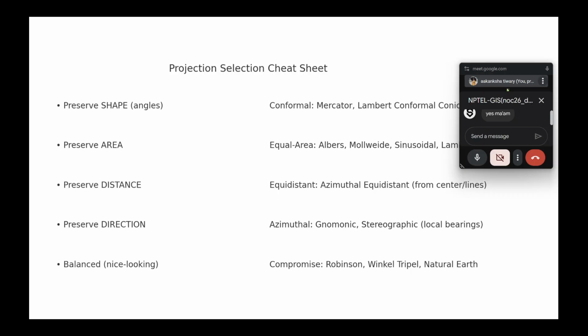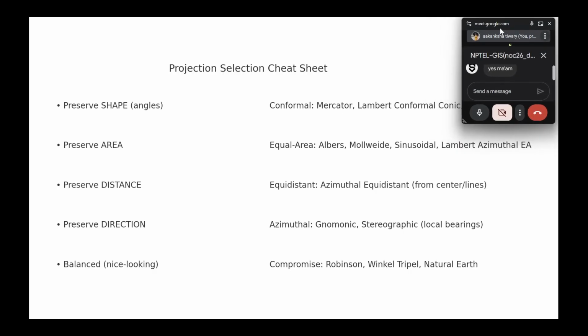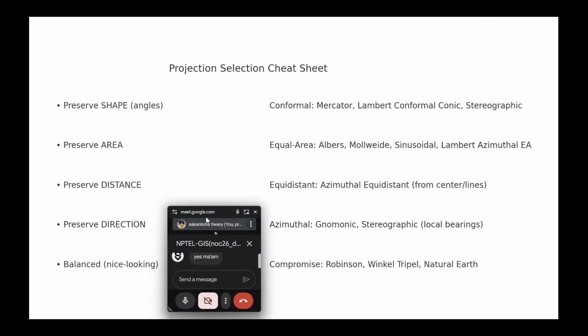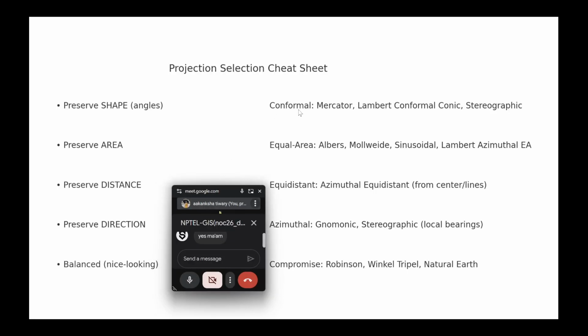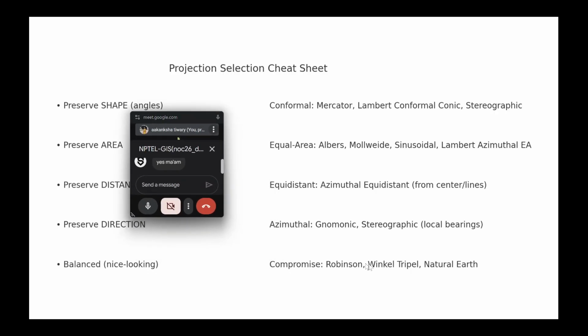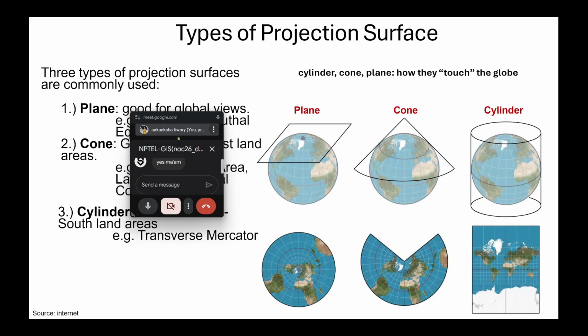Okay, so you can look at this cheat sheet, projection selection. If you want to preserve angle, you will go for conformal. For preserving area, you can go for equal area. Preserve distance, equidistant; preserve direction, azimuthal; and then balanced is a compromise, so Robinson and these Natural Earth. So these are the ones that you can look for.